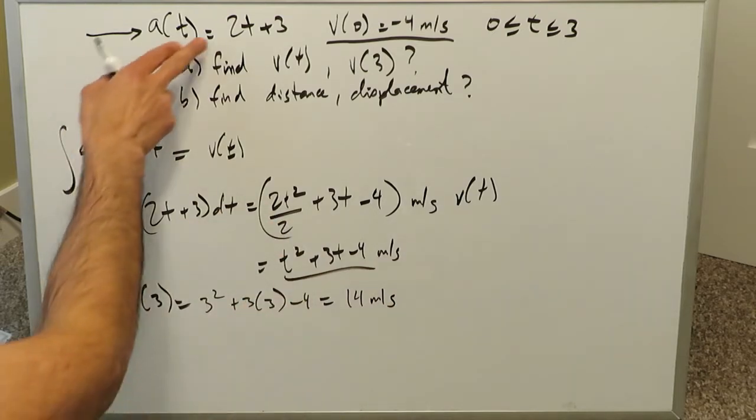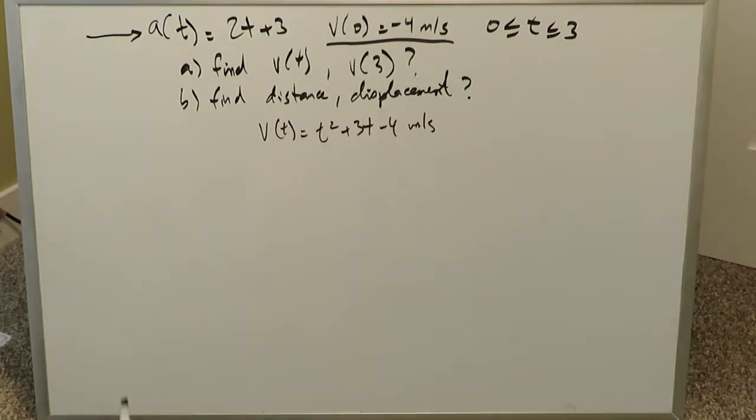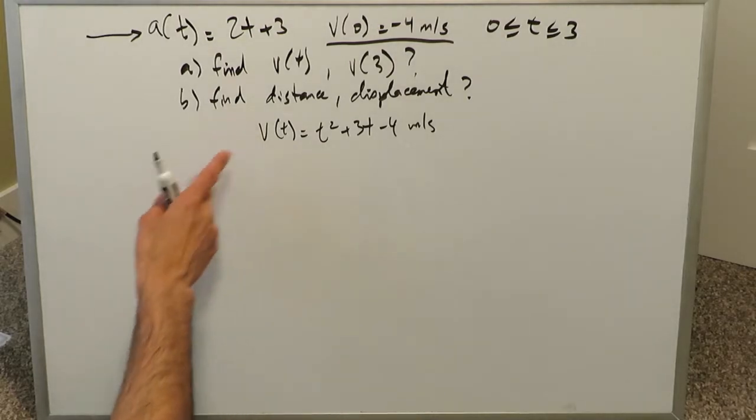So for this object, given these parameters of 2t plus 3 representing the acceleration, the velocity function is this right here. We now know at time 3 seconds the velocity of this object is 14 meters per second. Velocity is a better term than speed, because speed is a scalar quantity, while velocity represents a vector. Now in the remainder of this short video, we'll answer question number B.